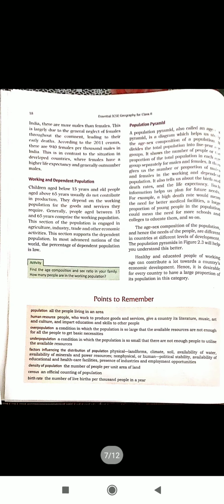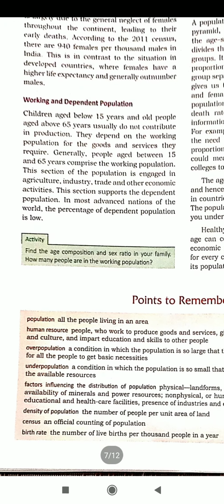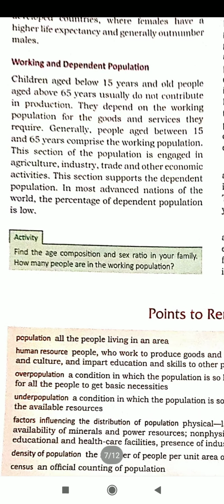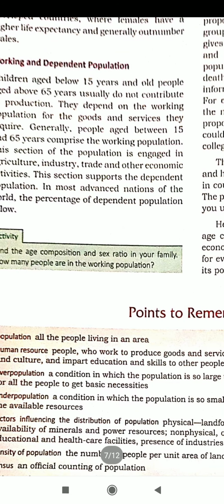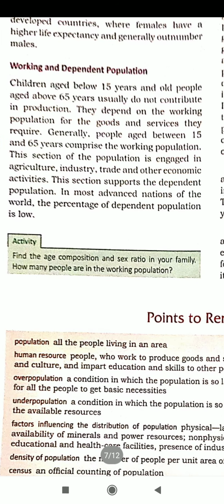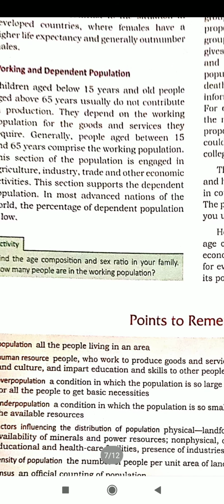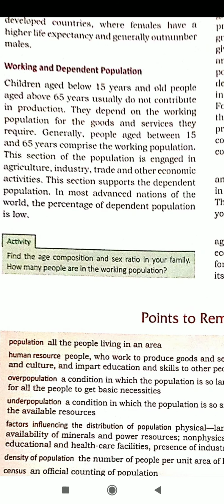Now, I am going to tell about some points which are very important for you, like population. Population means all the people living in an area. Human resource, people who work to produce goods and services, give a country its literature, music, art and culture, and impart education and skills to other people. Overpopulation, a condition in which the population is so large that the available resources are not enough for all the people to get basic necessities.